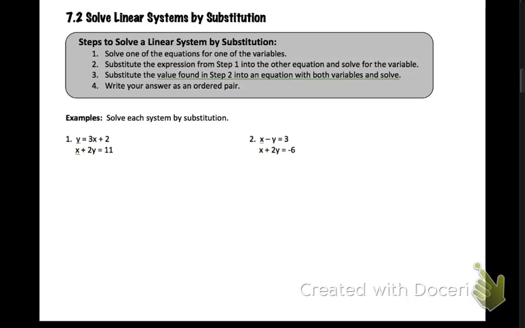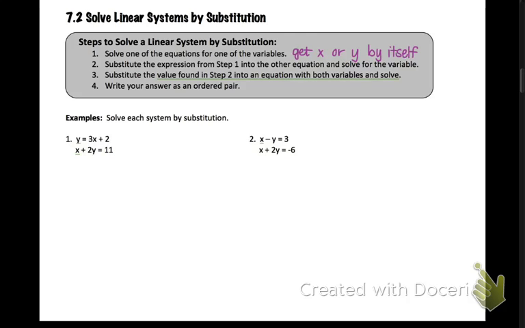The steps that we want to follow are these. One, we want to solve one of the equations for one of the variables. Now, that doesn't mean solve it and get an answer. That means that we want one variable to be by itself. When we say solve it, that means get x or y by itself. It doesn't matter which one. I would do whichever one's going to be easier. And I'll show you what I mean. But we want to get x or y by itself.